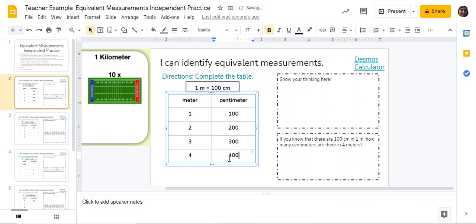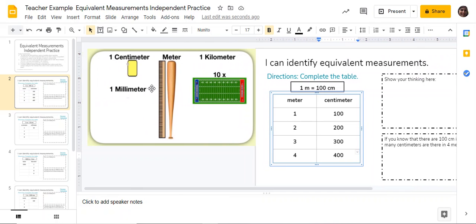In other words, it takes a whole lot of centimeters to fill 1 meter stick. Okay? And if you look on the side, we have a picture here to show each one of those little ticks is a centimeter. It takes 100 of those to fill 1 meter, which is about the length of a baseball bat.